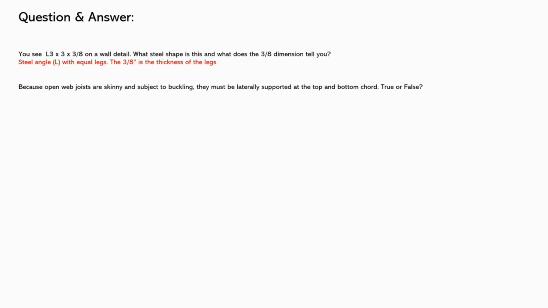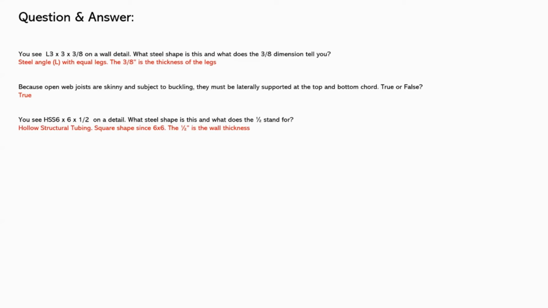Because open web joists are skinny and subject to buckling, they must be laterally supported at the top and bottom chord. Is this true or false? This is true. You see HSS 6 by 6 by 1/2 on a detail. What steel shape is this, and what does the 1/2 stand for? HSS is hollow structural tubing. It has a square shape since it's a 6 by 6, and the 1/2 inch is the wall thickness.